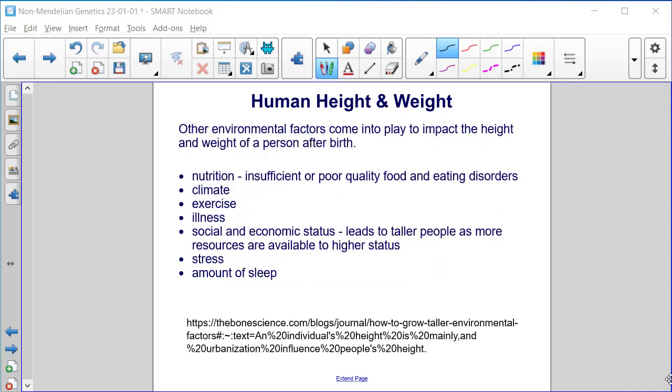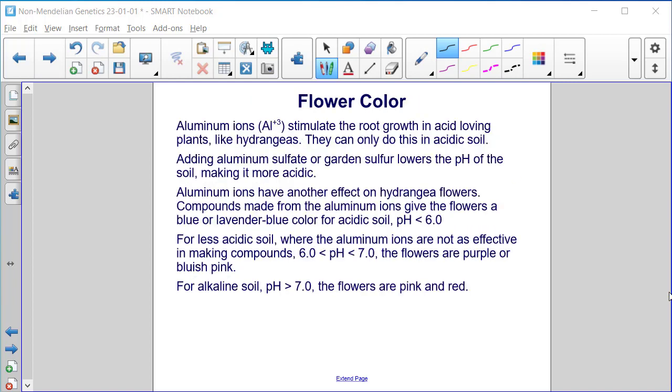Other environmental factors come into play to impact the height and weight of a person after birth. Nutrition, insufficient or poor quality food and eating disorders, climate, exercise, illness, social and economic status leads to taller people as more resources are available to higher status, stress, and amount of sleep.